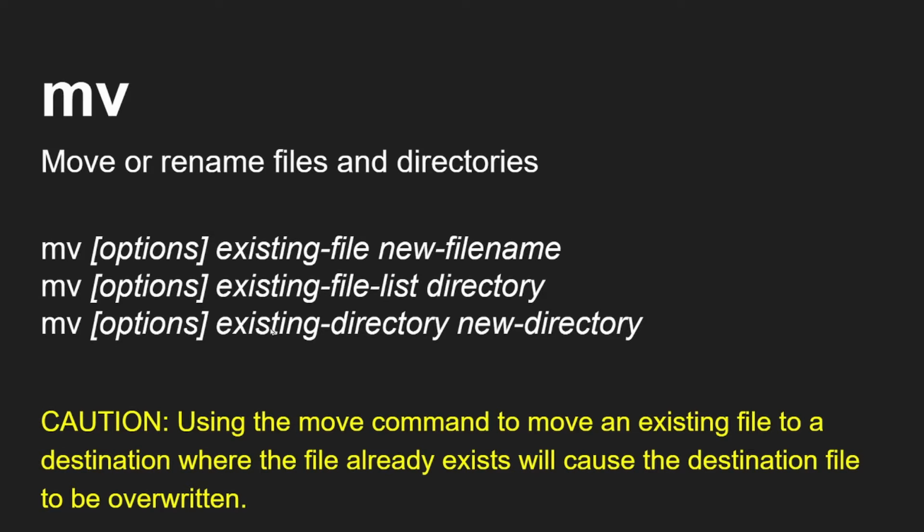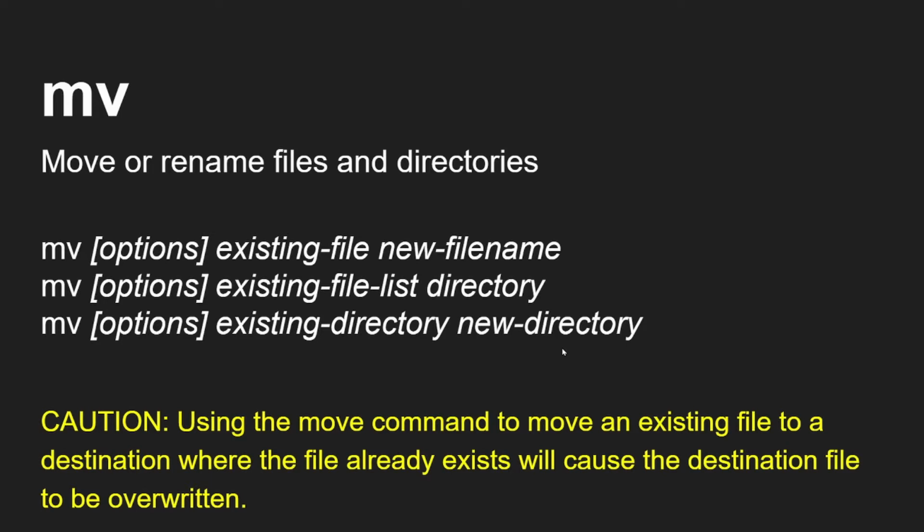In the third form, the existing directory argument is the name of the directory that mv will move, and the new directory argument is the new directory name that mv will assign to the existing directory. Before we continue, I should caution you that using the move command to move a source file to a destination where the file already exists will cause the existing destination file to be overwritten, losing its contents. So I'll show you how to avoid that in just a moment.